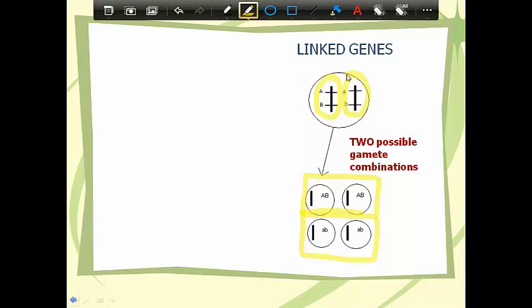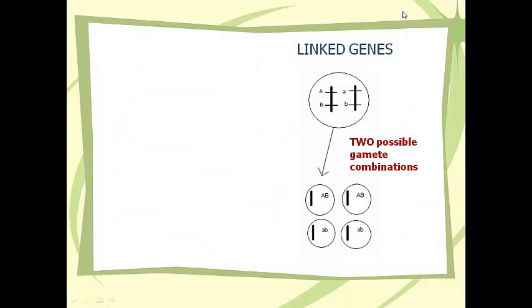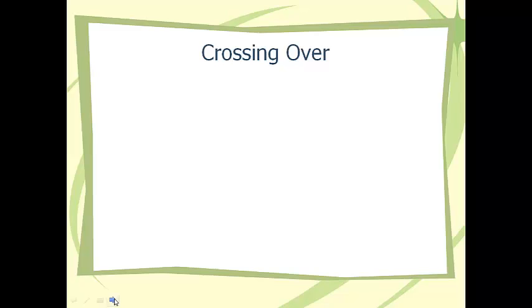Now, we just need to understand that concept of linked genes to help us move on to the major topic of this vodcast, which is recombination. So, on to the main idea here. Now that you understand linked genes, we can talk about when those linked genes split up. And the process of splitting up linked genes is called crossing over.